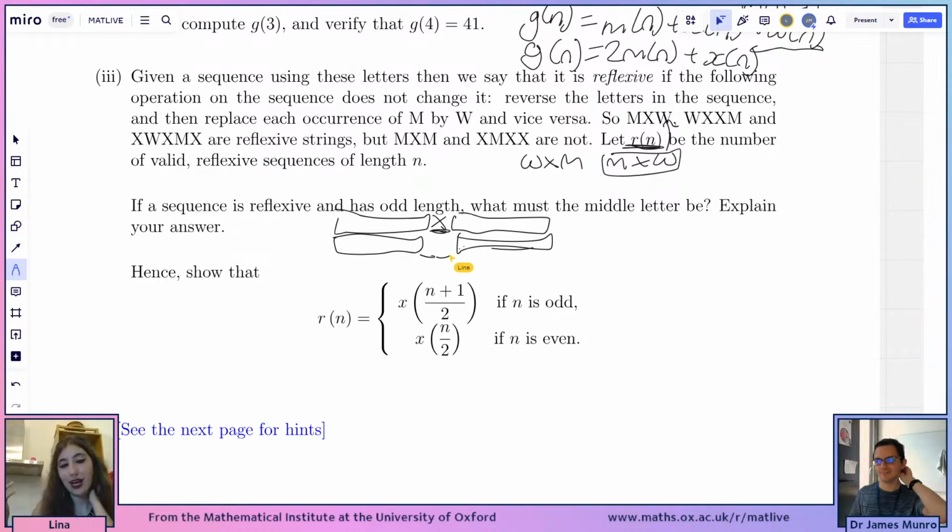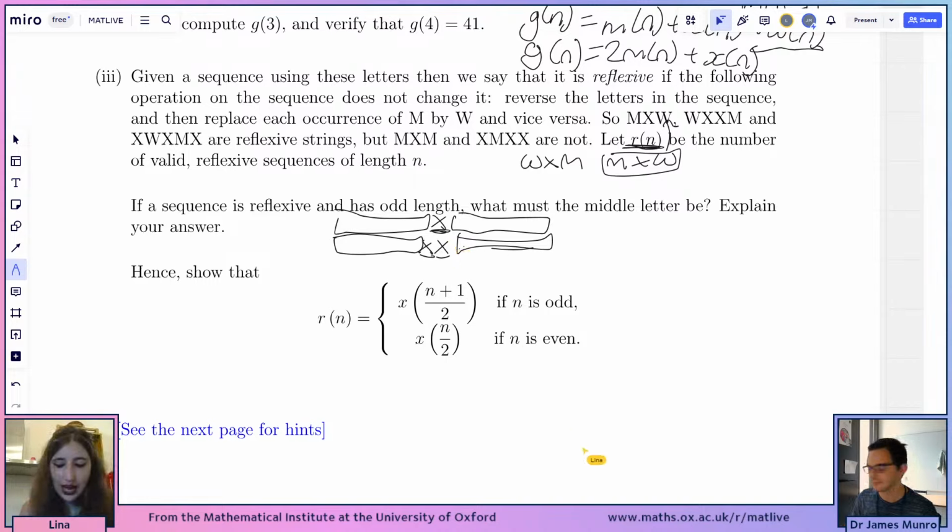So the only way we could get these, if we have an X and another letter, this is going to be a problem, because when you swap them round, it's not going to be the same anymore. And we can't use an M and a W because they can't be next to each other. So that means we're going to have two X's in the middle again for this to work.